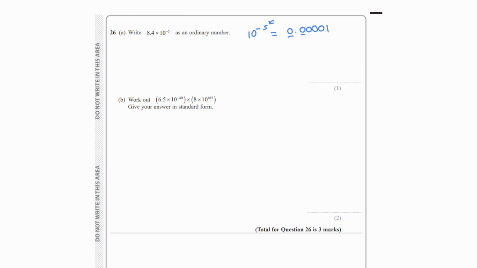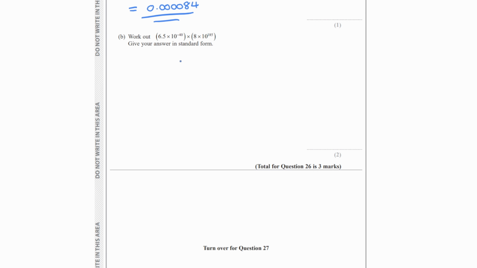So I counted 1, 2, 3, 4, 5. Place my digit 1 in that column. Okay, so what I've got here is 8.4 multiplied by 0.00001. Then what I do is I replace this digit 1 with the 8, and every other digit goes to the right. So it'd be 0.0000. Replace this digit 1 with the 8, and the 4 goes to the right. So that's your answer.